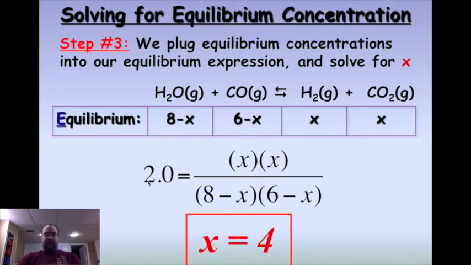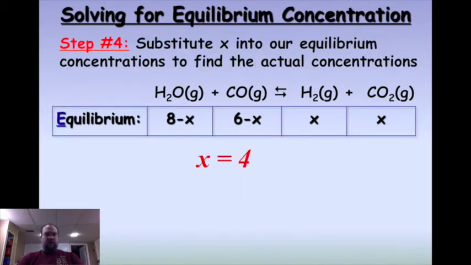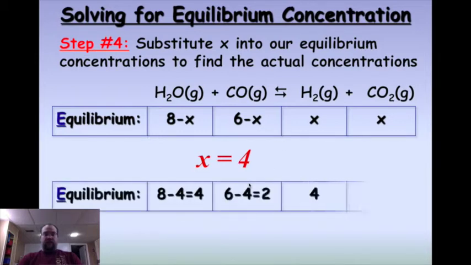And if you actually did the algebra out, you would find out that x equals 4. Okay, so x equals 4. That's great. That didn't answer our question, though. Our question was, how much of everything is left at equilibrium? It didn't ask how much transfers. 4 molecules transfer, but that's not what it asked. So we substitute 4 in for x, right? And we get 4 waters. Okay, so we'd have 4 waters at equilibrium, 2 carbon monoxides, and 4 hydrogens and 4 carbon dioxides.